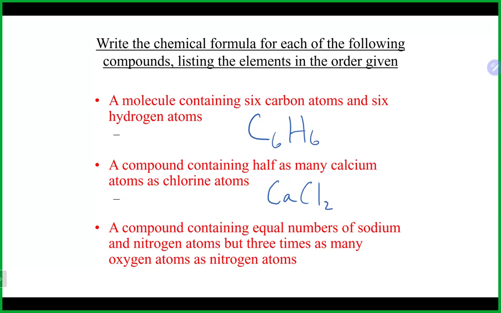Lastly, we got a compound that contains equal numbers of sodium, which is capital N, lowercase a, nitrogen, which is capital N, and 3 times as much oxygen, which is O, so 3 would be there, a little sodium nitrate in that particular case. Any questions on chemical formulas there, how to write them?